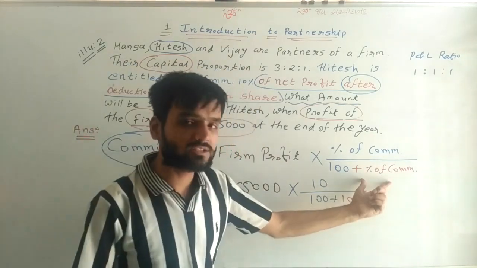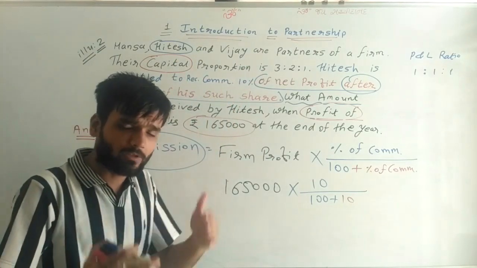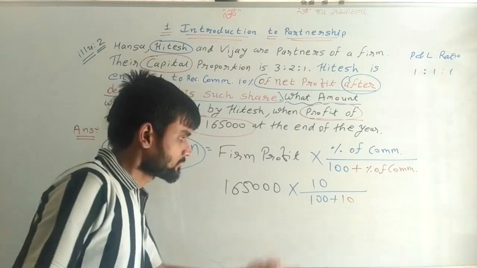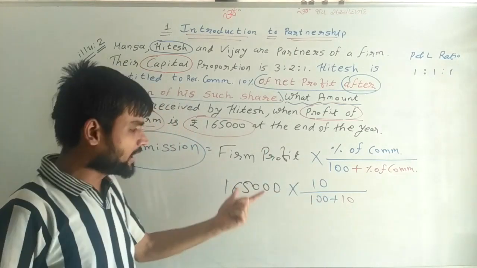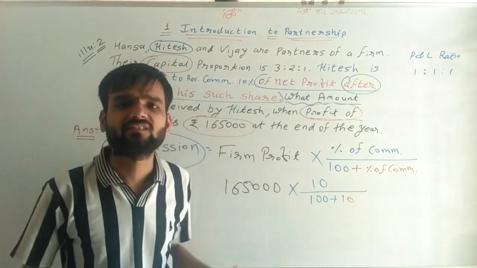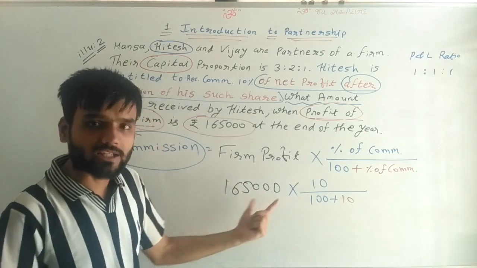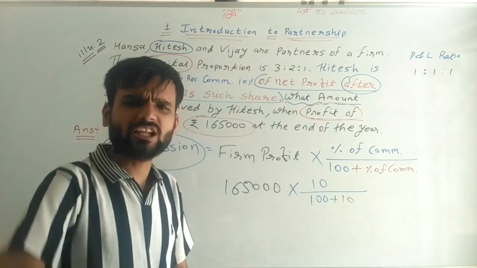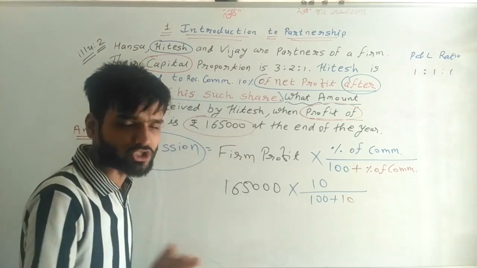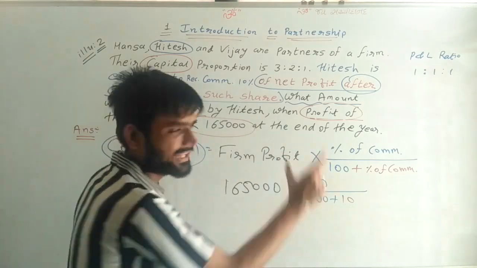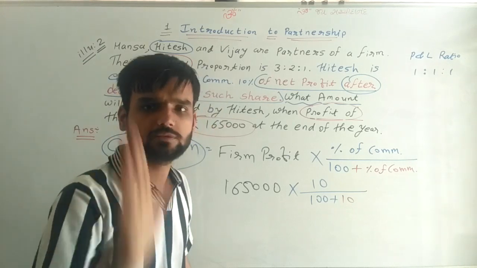Sir, why have we added this? Because the statement is given after deduction of such commission, and we will clear the concept later. So 1,65,000 into 10 upon 110. If 20% is given, then 1,65,000 into 20 upon 120. Suppose the commission percentage is 30, then 1,65,000 into 30 upon 130. Whatever percentage is given, if you need to calculate commission on the basis of firm profit, then firm profit into that percentage divided by 100 plus that percentage is taken.